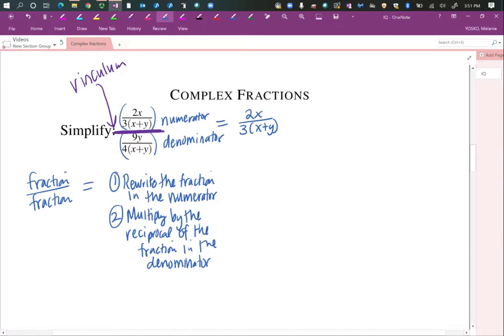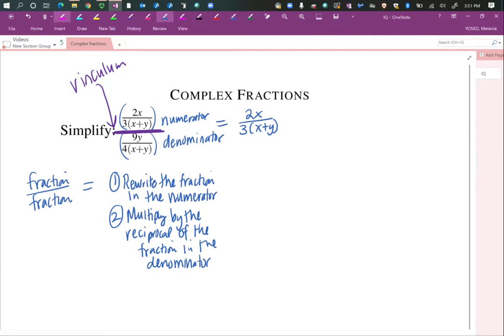Now I want to caution you. I have a lot of students who want to distribute this. They think that every time I see a 3 and there's parentheses like this, I want to distribute. Please don't. We want to leave it like this. We are trying to simplify. And we can simplify if we have multiplication. We cannot simplify if we have addition and subtraction. So please do not distribute this, resist the urge.